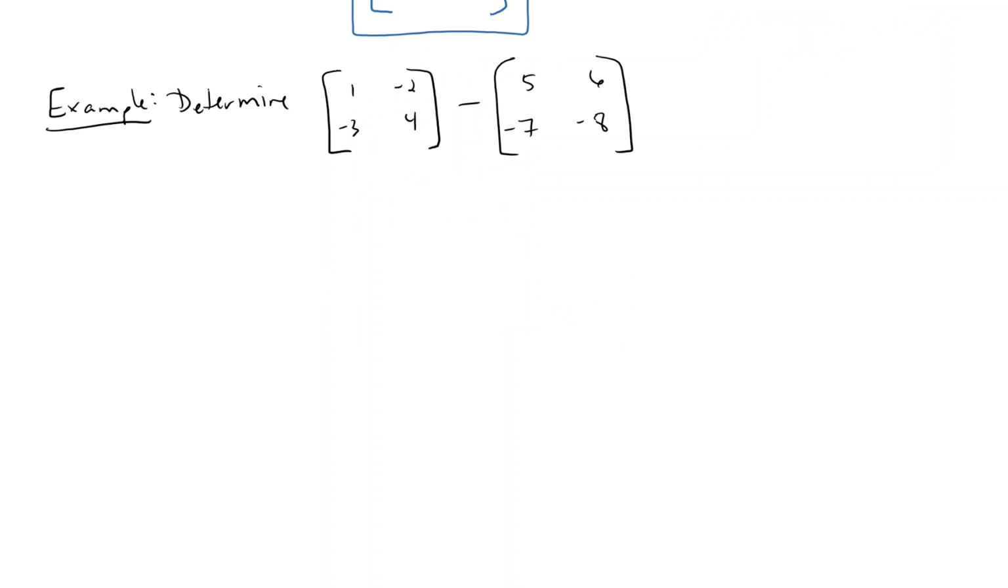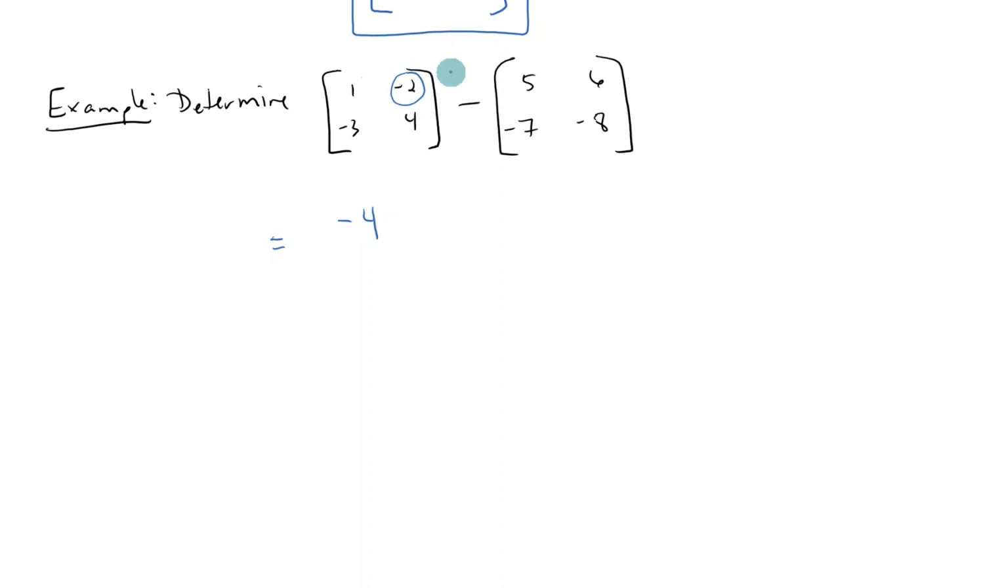Now we look at the same two matrices, but we're going to subtract the second matrix from the first. And to do that, we do it the same as addition, but instead of adding the entries, we subtract them. So the first row, first column, we're going to take 1 minus 5, which is negative 4. And that's going to be our first row, first column of our answer matrix.